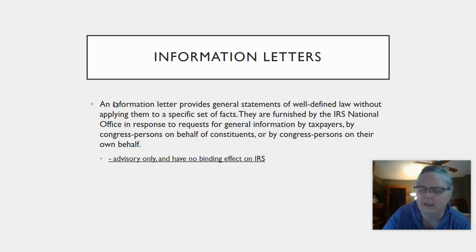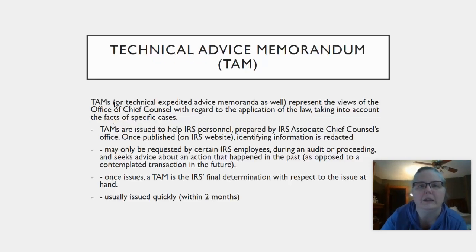Information letters are kind of a neat little thing. These are advisory. There is no binding effect, but the national office will furnish them in response to inquiries about what the law is. They're kind of generic. They're often given out by congresspersons, and both given to congresspersons when trying to get them educated about what the law specifically is, or if they want to pass it on to some of their constituencies. So it's kind of a neat service that they offer. Obviously, it'd have to be generic and not in response to a fact pattern, because that would be legal advice, and that's not what they're doing here.